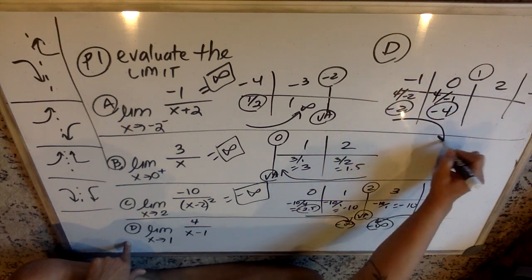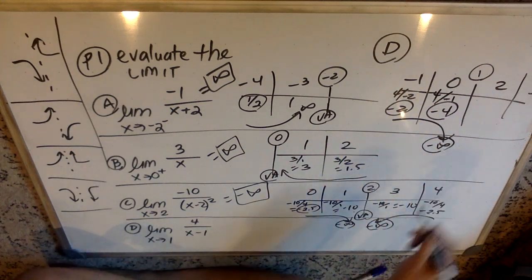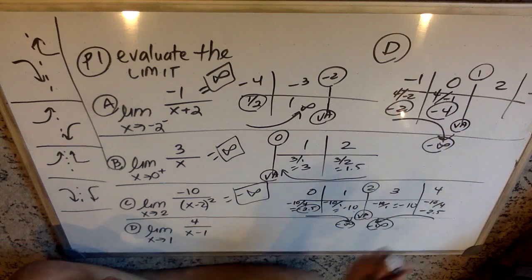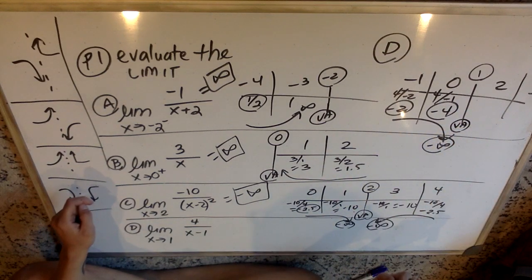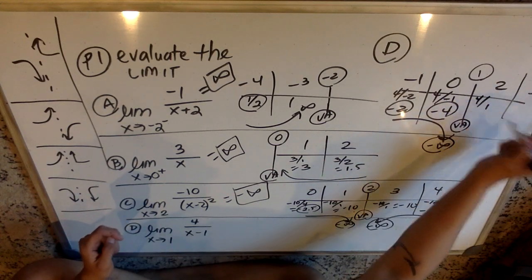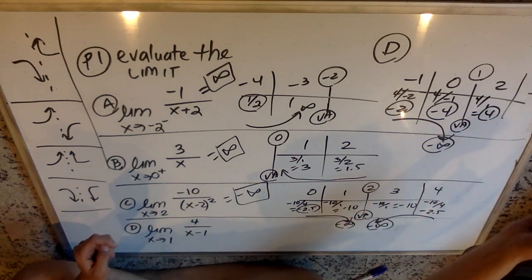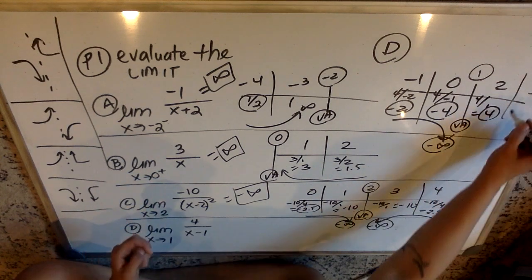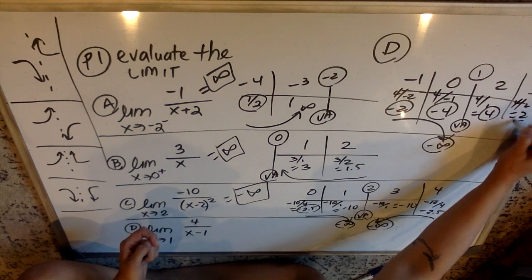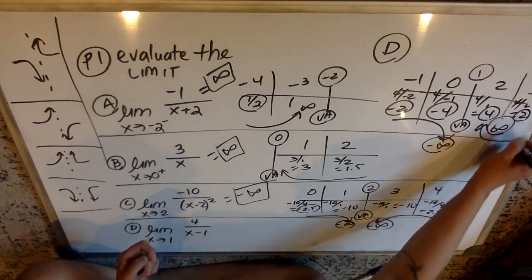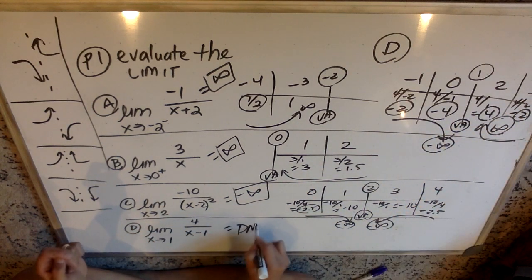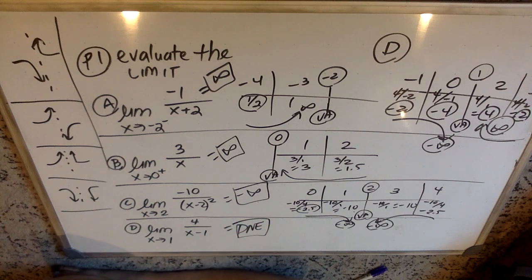So these values are definitely going down as I approach the vertical asymptote, because -4 is lower than -2. When I plug in 2, I get 4 over 1, which is 4. When I plug in 3, I get 4 over 2, which is 2. So these values are going up. That means this limit does not exist because the two infinities are going in opposite directions.